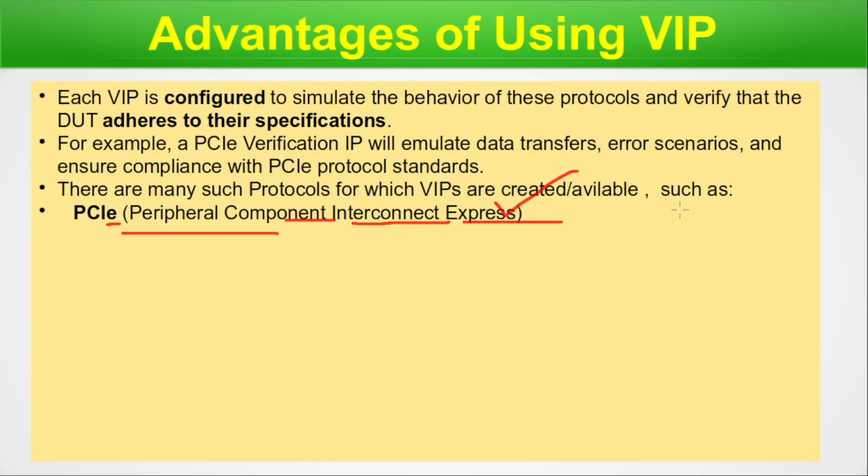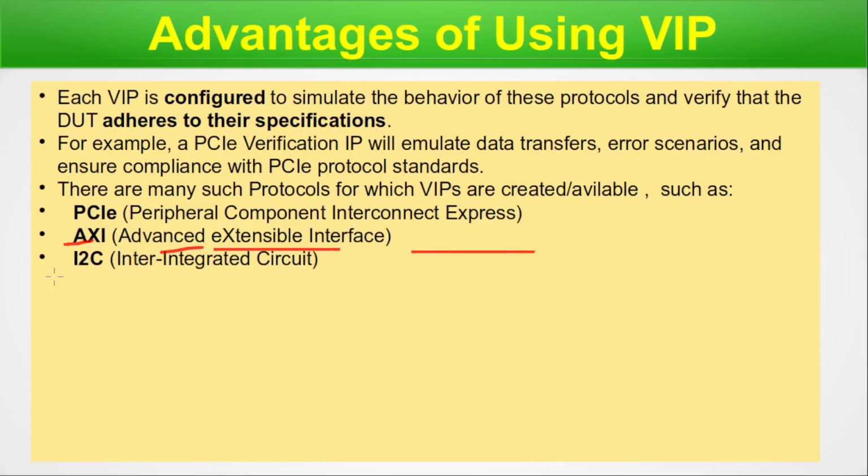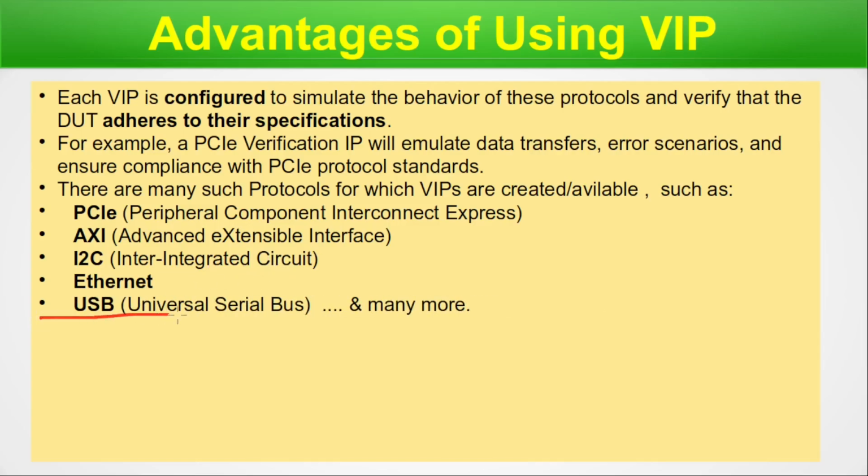And we generally see it as a PCI Express slot in a motherboard. We have AXI, that is Advanced Extensible Interface. We have I2C, that is Inter-Integrated Circuit. We have Ethernet. You already saw an Ethernet port, that is the RJ45 port, in the motherboard. We have USB. Nowadays you are using USB every day, and many more. Now USB is not only in your PC, it's also there in your smartphone.